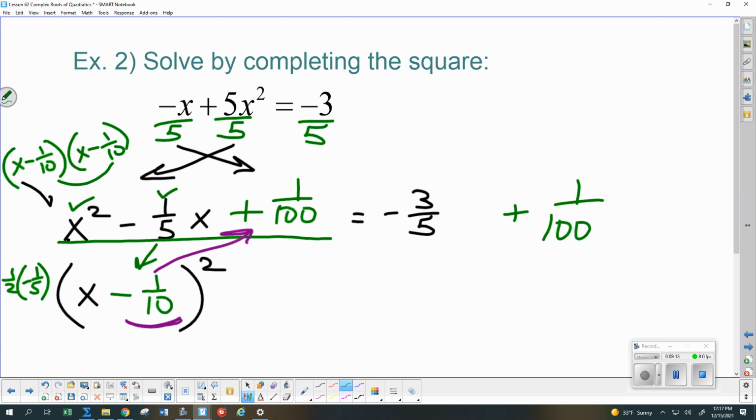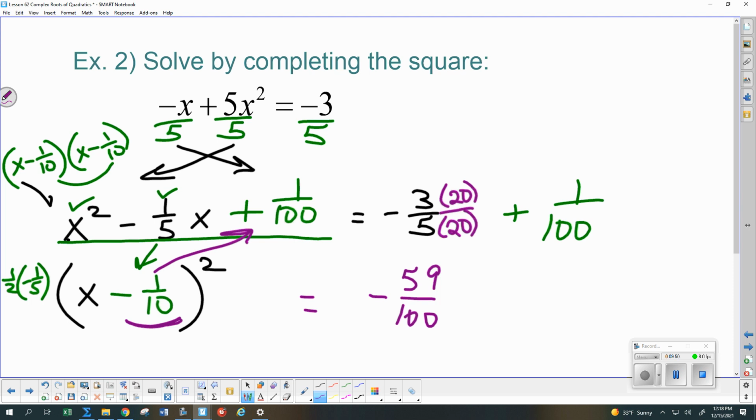I have to, if I add it on the left, I have to also add it on the right. So I have -3/5 plus 1/100. To add fractions, what do we have to have? Everybody. Common denominator. So I need to multiply 5 by 20 to get 100. So I also multiply the -3 by 20. So it looks to me like I have -60/100 plus 1/100. So do we think that gives us -59/100?